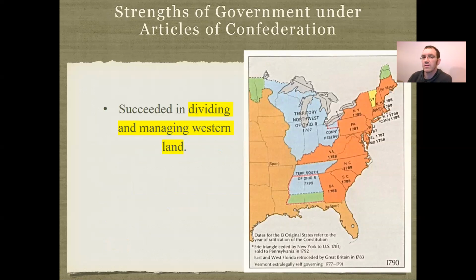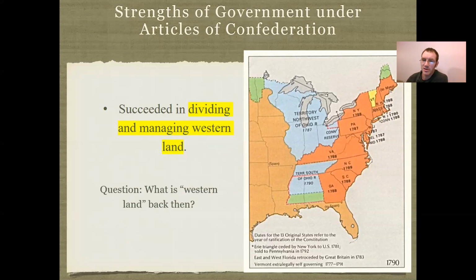So the strengths of government under the Articles of Confederation. One of the biggest strengths it had was dividing up and managing Western lands. It was really successful with that, and we still see that success today. So here's what we have.